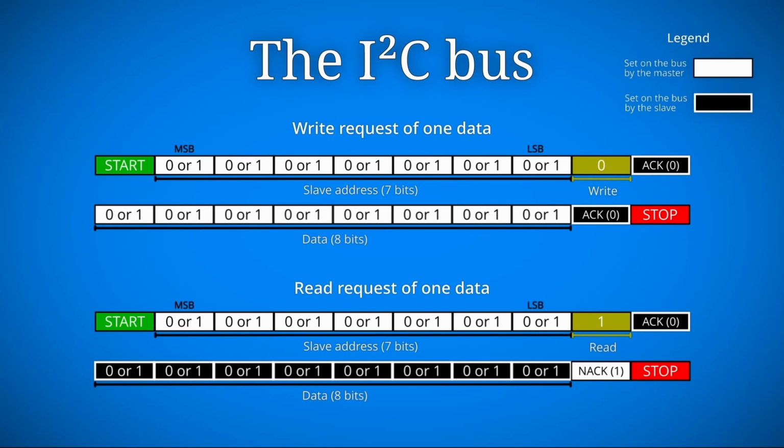For a write request, it's the master that sends the 8-bit data, whereas for the read request it's the slave that sends the 8-bit data. For a write request, the slave acknowledges the received data, and the master sends another 8-bit data, or it ends the request by sending the stop signal. For a read request, the master acknowledges the received data if it wants to receive another 8-bit data, otherwise, it ends the request by sending the not acknowledged signal followed by the stop signal.